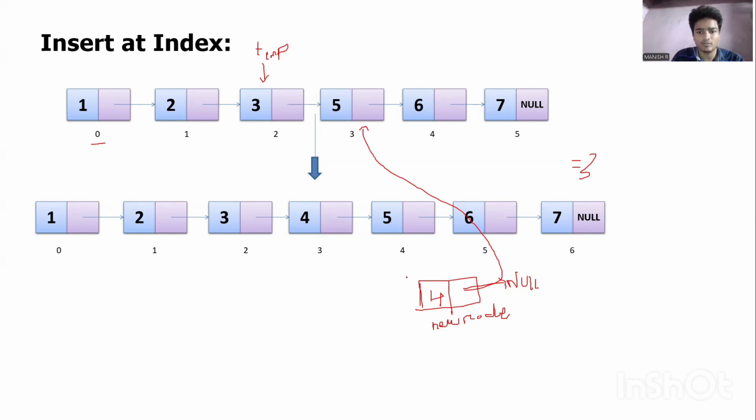Then temp of next is equal to new node, so it will point here. Then this index becomes 3 and the indexes will be updated automatically. After inserting at index 3, the linked list will look like this: 1, 2, 3, 4, 5, 6. So we can insert at any index.